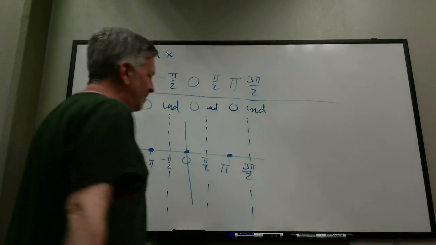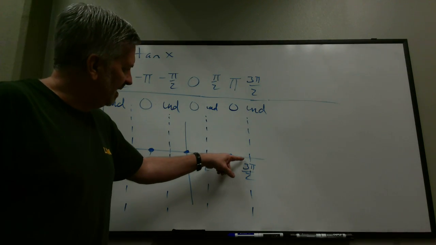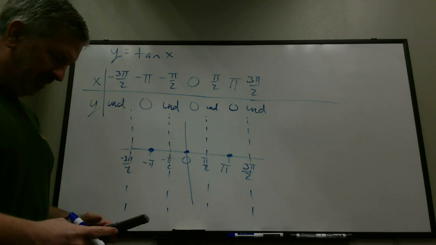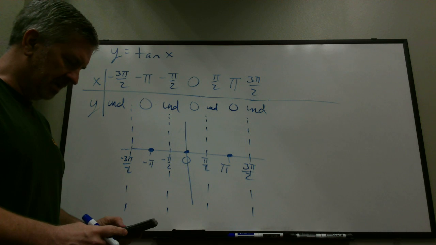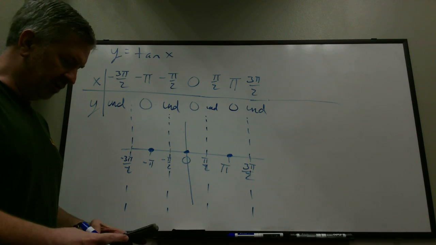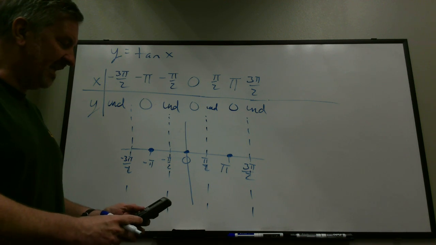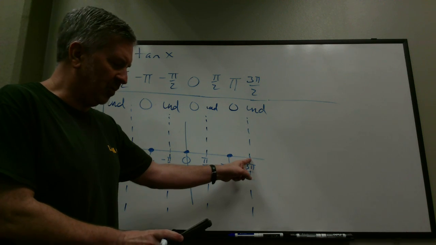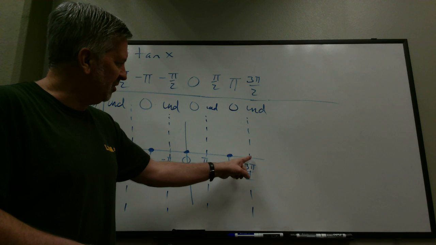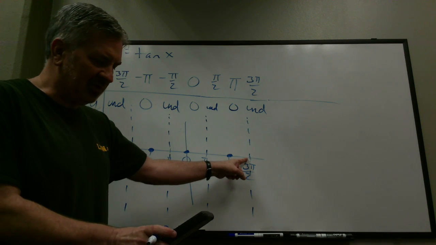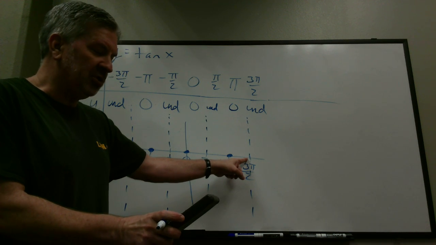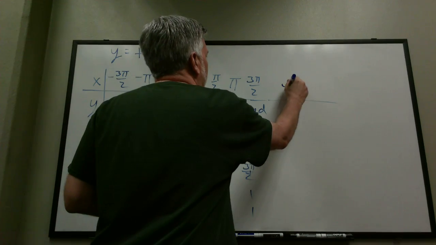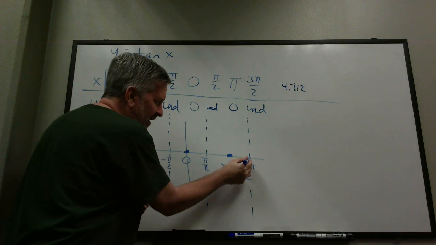So if I add to the table here, let's figure out what the function does close to 3 pi over 2 on the left-hand side. Now, 3 pi over 2 is about 4.712. So this x value is about 4.712. If I want to know what the function does just to the left of it, let me pick a number just to the left. Let me do 4.712. So that's like right here.